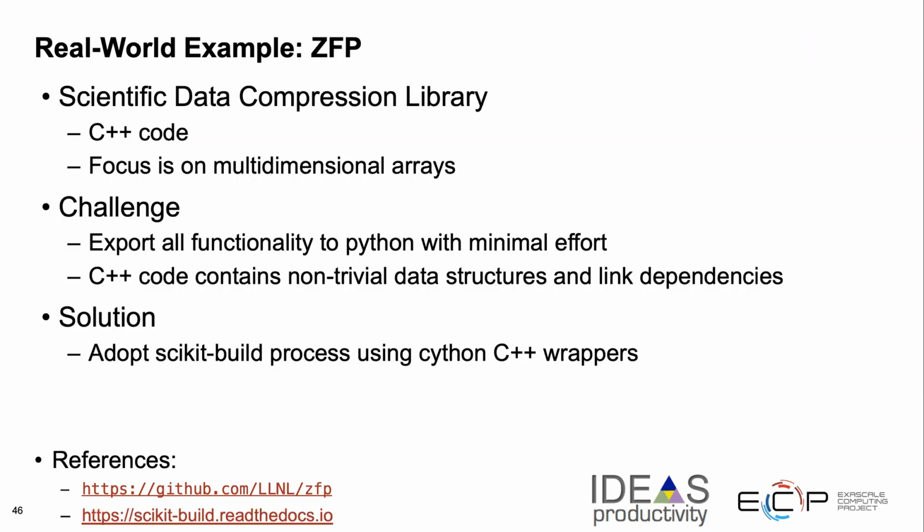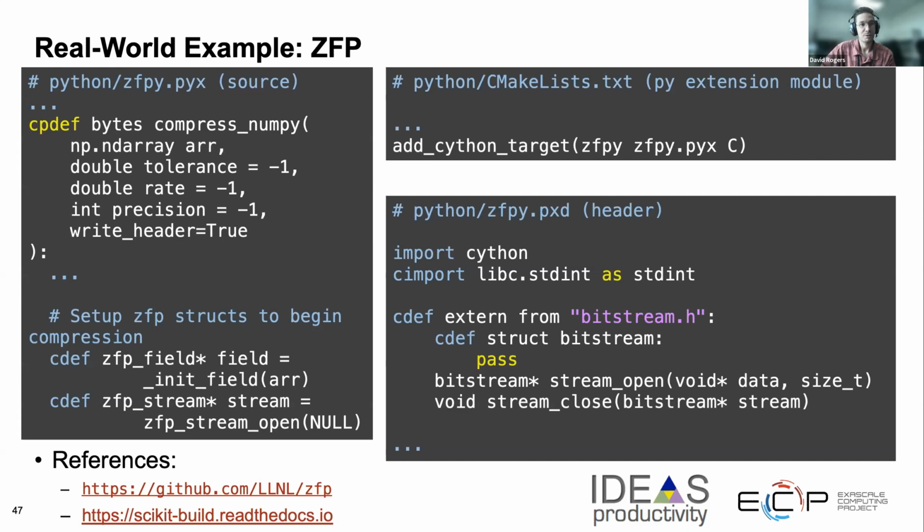Another real-world example is ZFP, which is a scientific data compression library, and it focuses on multidimensional arrays. They wrote their compression library in C++, but they wanted to allow users in other languages to also use that code. So for Python interoperability, they adopted the scikit-build process. Linking you here to scikit-build. It's really well documented, and it's a great way to build a Python extension module and import it from C++. That also has a CMake process attached to it.